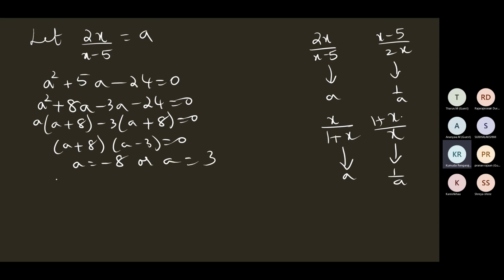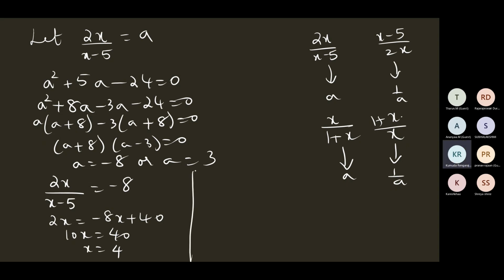So if A is minus 8, that means 2x by x minus 5 is equal to minus 8, because A is 2x by x minus 5. Cross multiply: 2x is equal to minus 8x plus 40. So 10x is equal to 40, x is equal to 4. Or 2x by x minus 5 is equal to 3. Cross multiply: 2x is equal to 3x minus 15, minus x is equal to minus 15, x is equal to 15. So x can be 4 or 15.